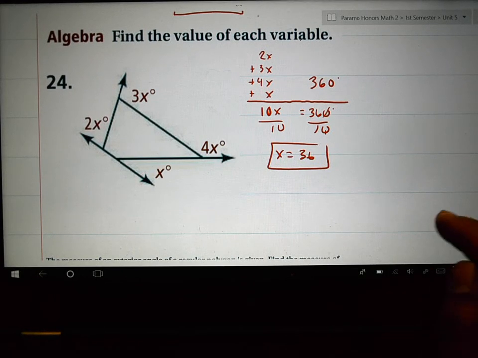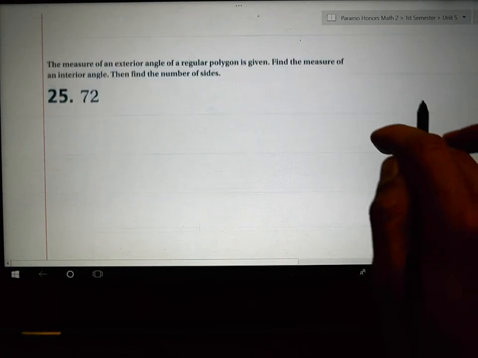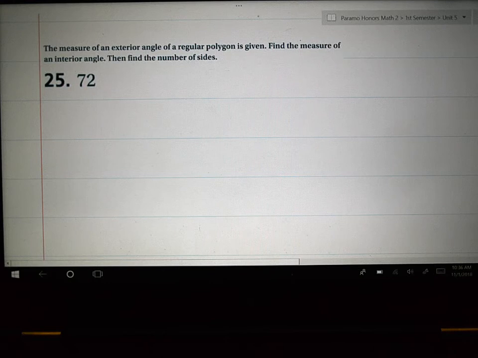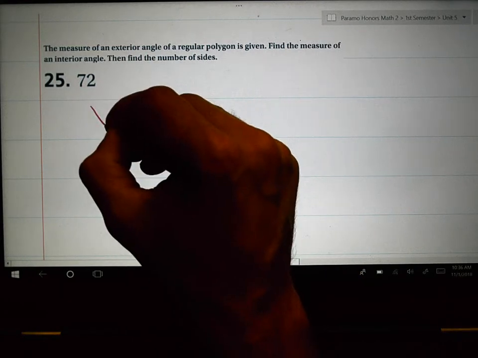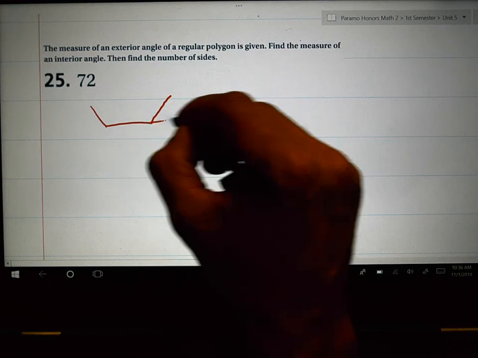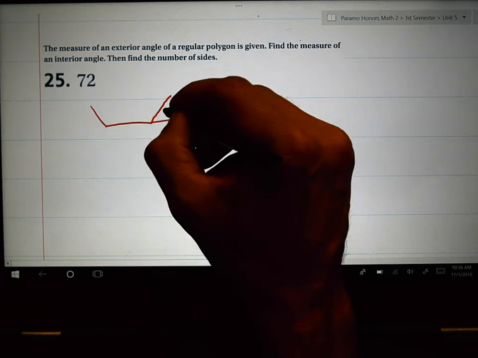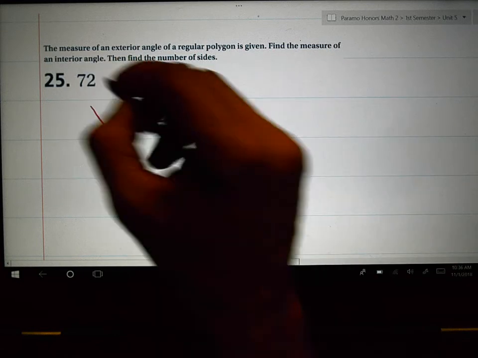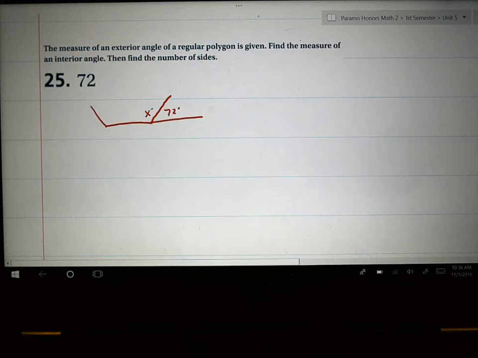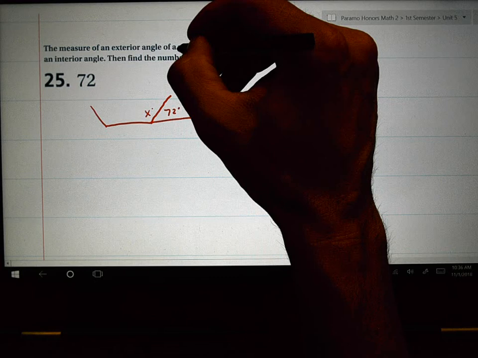Last example. The measure of an exterior angle of a regular polygon is given. Find the measure of an interior angle. Then find the number of sides. So if you're thinking about this as being 72, there's some object out there like this, and we know that an exterior angle is 72 degrees. Find the measure of an interior angle. And it's regular, so they're all the same.